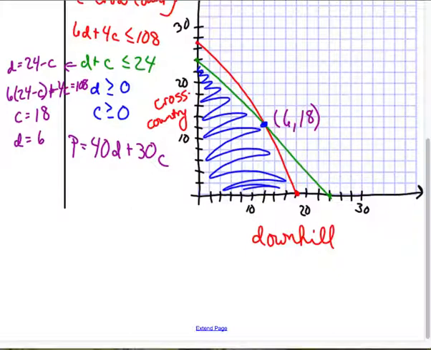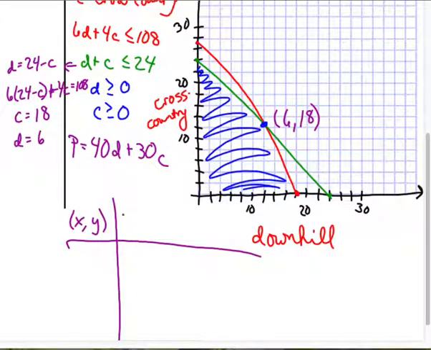Which is nowhere near where my lines intersect. Good job graphing. All right, so we'll go ahead and set up our objective function. So we have our vertices, our function, and we want to maximize profit.